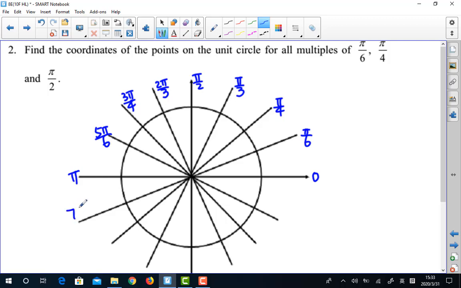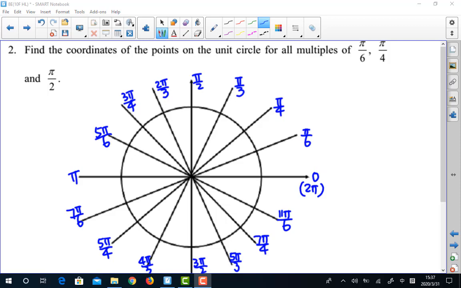Then 7 pi over 6. 5 pi over 4. 4 pi over 3. 3 pi over 2, 270 degrees. Then 5 pi over 3, 7 pi over 4, 11 pi over 6. Finish one rotation, go back to the positive x-axis. This one is 2 pi. So 2 pi is coterminal with angle 0.